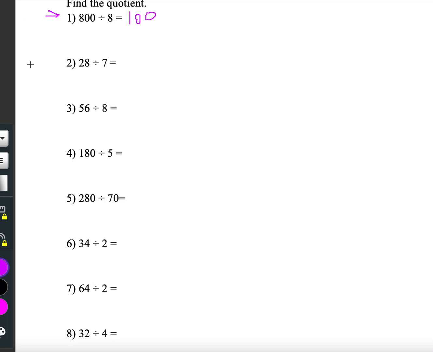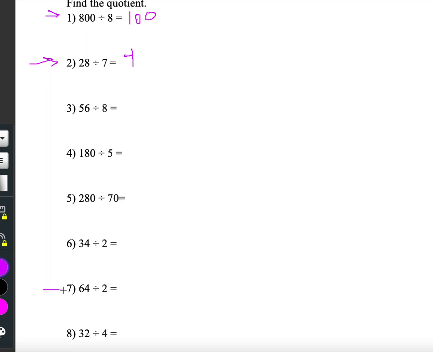Back to this. Let's try something simple. 28 divided by 7. So first we're going to count. 7 times 1 is 7. 7 times 2 is 14. 7 times 3 is 21. Oh, we're close. And then 7 times 4 is 28. So this would be 4.